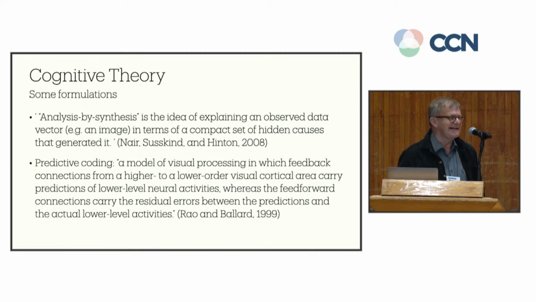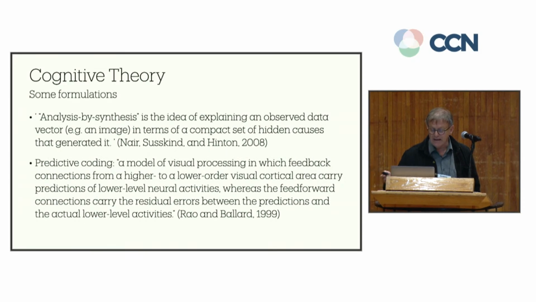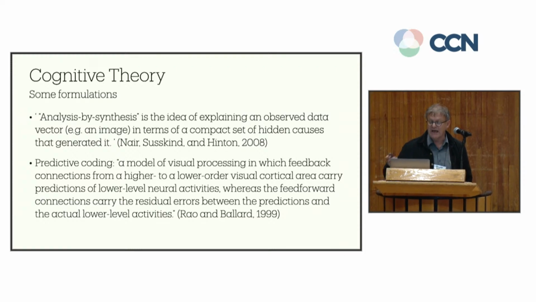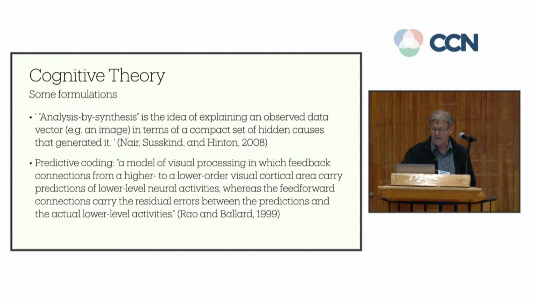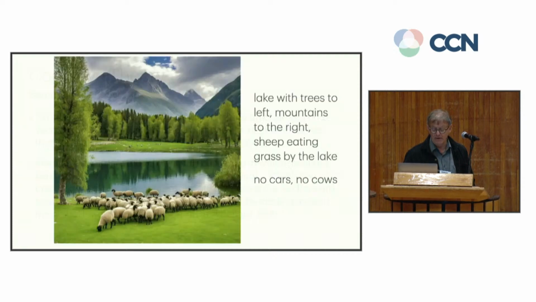So the cognitive theory, as I understand it, Paul has given an example from David Mumford, is something like this: analysis by synthesis explains an observed data set, a vector, an image, in terms of a compact set of hidden labels. And similarly in Rao and Ballard, predictive coding, a model of visual processing in which feedback connections from a higher level to a lower order visual cortical area carry predictions of lower level neural activities, and the feed-forward predictions carry the residual error.